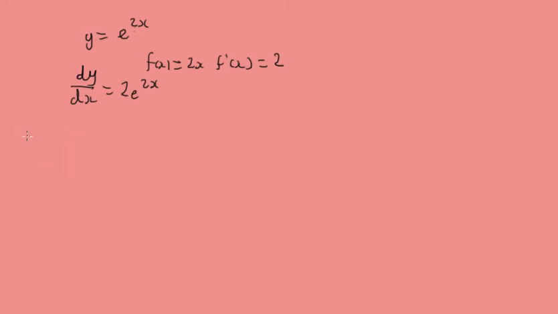Let's do another one. Let's do this function, x times e to the minus 5x. Now this is a function multiplied by a function, so we can use the product rule.